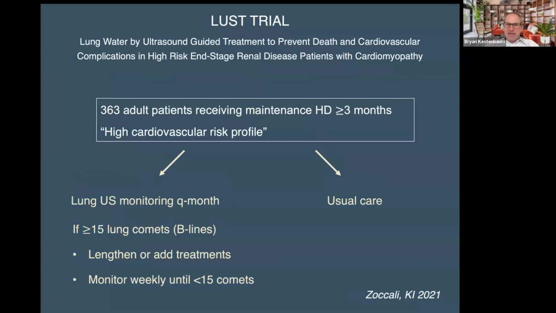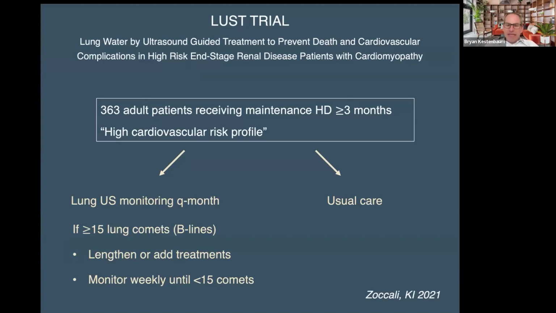This brings us to the LUST trial, and this is another device. This is a device-oriented trial in which adult patients, hemodialysis patients in Europe, were randomized to either lung ultrasound monitoring or usual care to reduce dry weight. And this study, for a number of reasons, I think they wanted to get more outcomes, selected patients who had, quote, a high cardiovascular risk profile at the start. That is, they had a history of MI or decompensated heart failure.